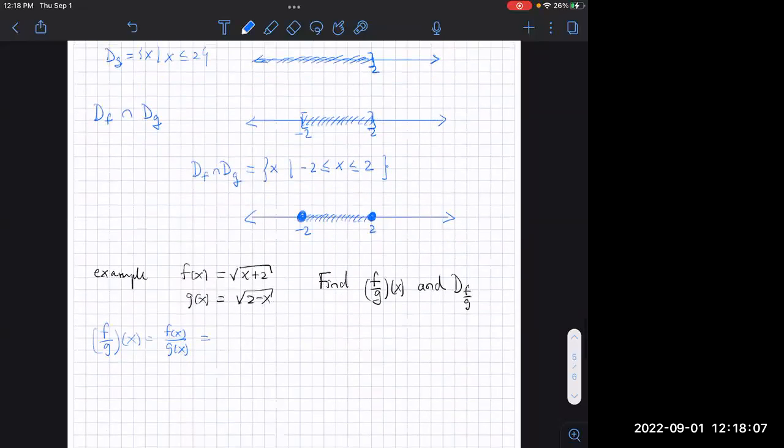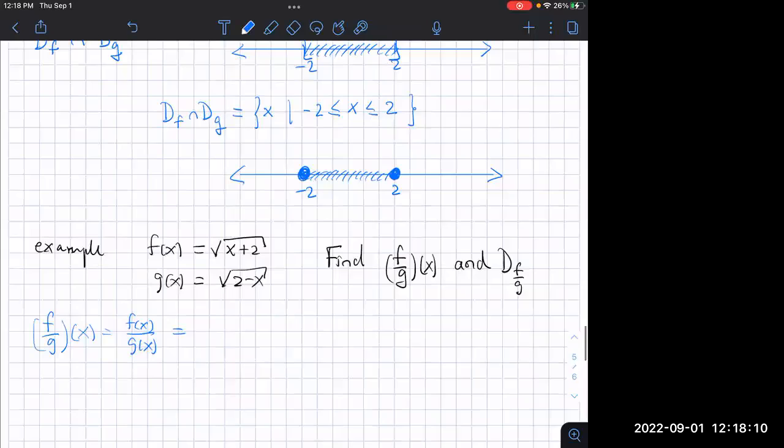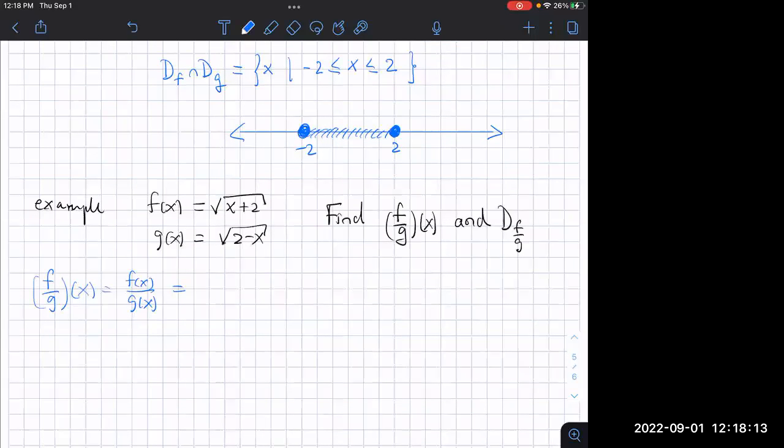Okay, so what is f over g of x? It's x plus 2 divided by 2 minus x. And what are we going to do with the square roots? Let's not forget them. Like that, right? Square root of x plus 2 over square root of 2 minus x. Any questions?